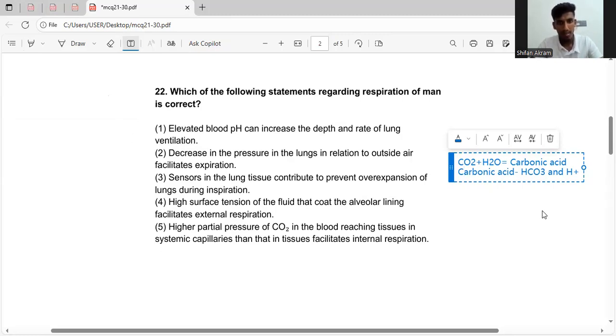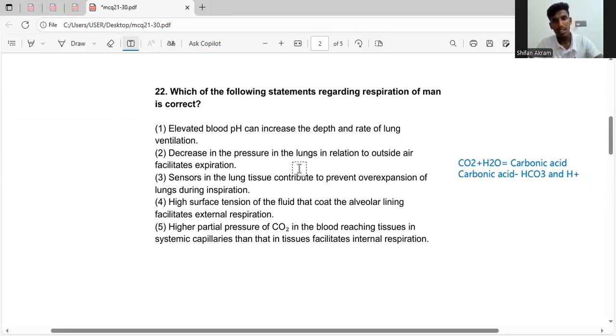The second answer: decrease in the pressure in the lungs in relation to outside air facilitates expiration. They are saying that during expiration, or in other words exhalation, the air in the lungs should have lower pressure than the air outside. So is this correct? Let's take a look at it.